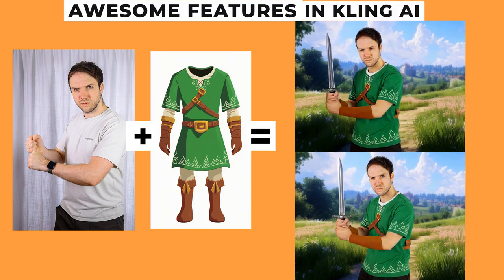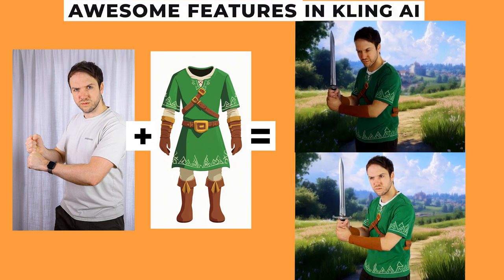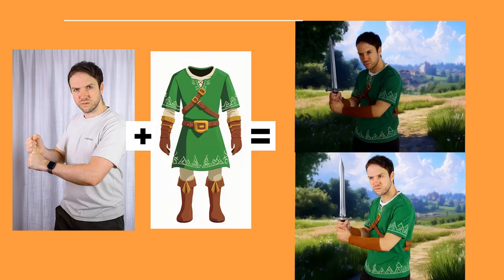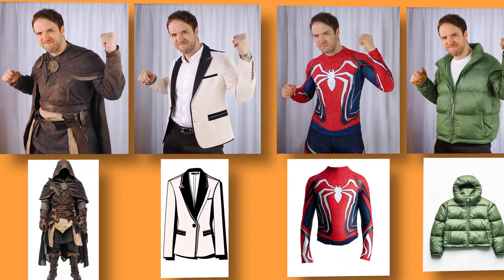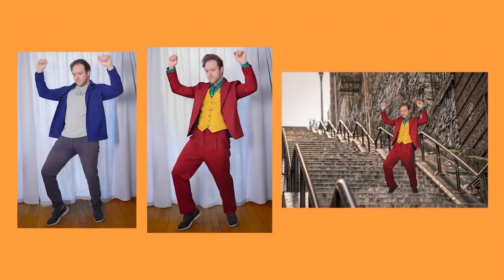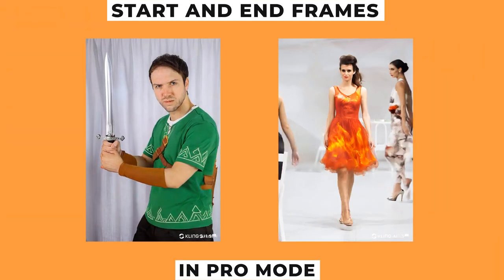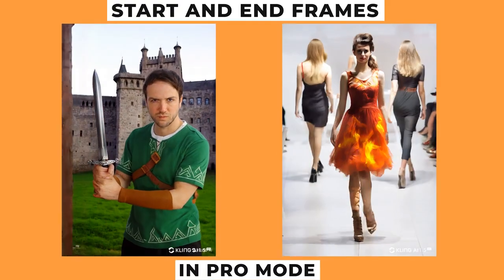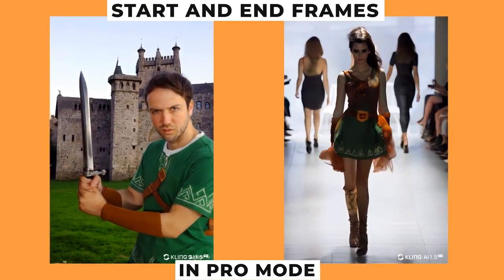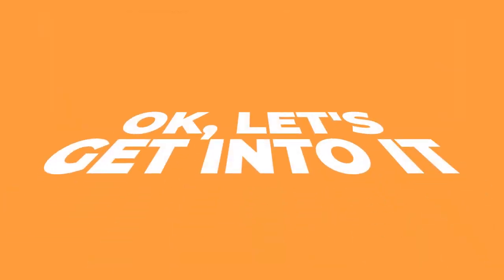Kling AI have released some really cool features, like the new AI Virtual Try-On, which allows you to try on any outfit with one click. I'll be pushing it to its limits, with some surprising results. And Kling 1.5 Professional Mode now supports start and end frames, which we will also cover, plus much more. Okay, let's get into it.